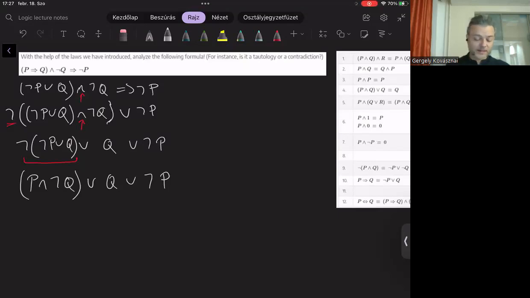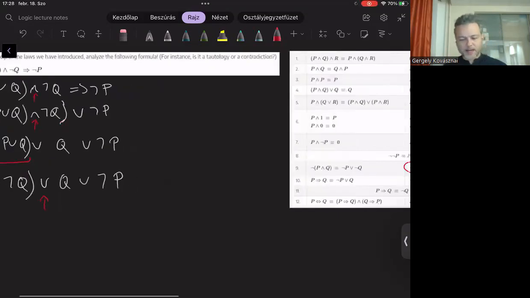So what's the situation here? I would like to highlight that we have a formula inside this pair of parentheses, and the formula has conjunction. So inside the parentheses, we have conjunction. Let's keep this in mind. And outside of the parentheses, you have disjunction.